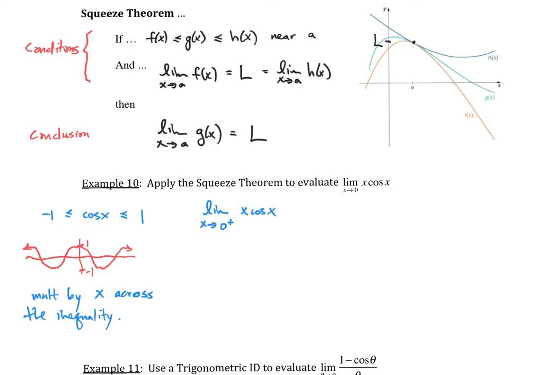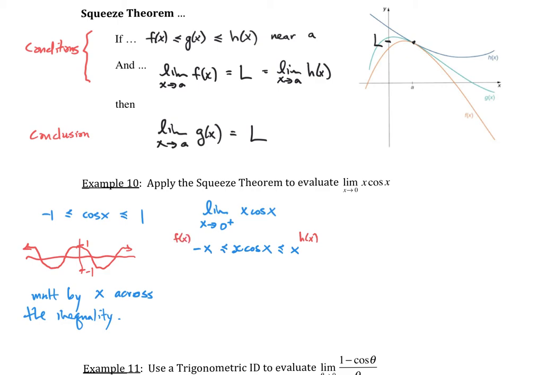So when x is a positive number, what I can do is I can take this inequality, I multiply across by x, and I'm going to get this. I'm going to get negative x, this is less than or equal to x times cosine of x, and this is going to be less than or equal to x over here. So we're really saying, if you look at our theorem above, that x is going to be the h of x, and negative x is going to be our f of x.